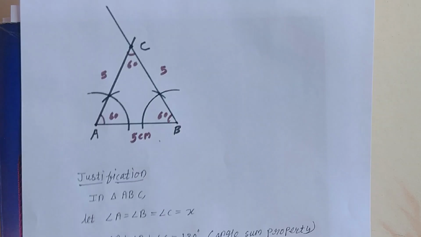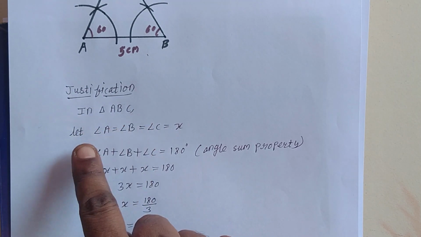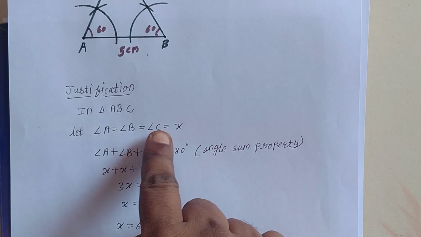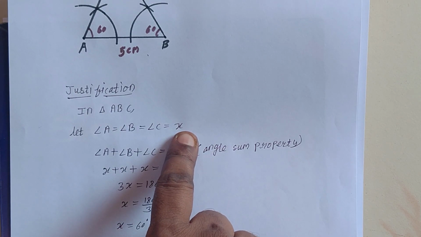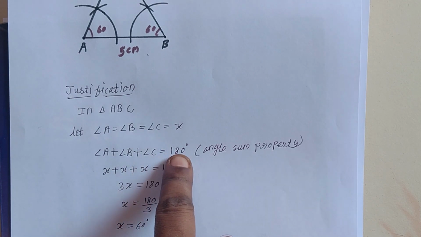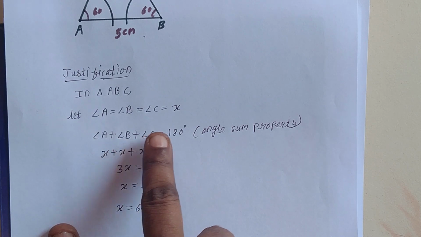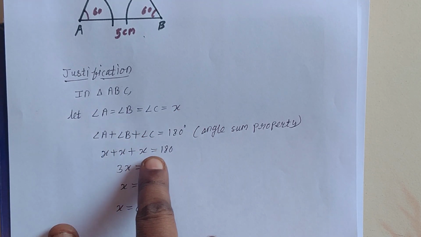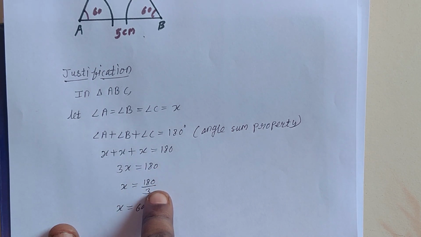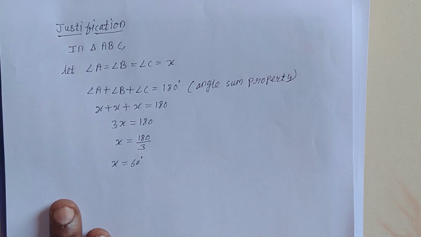Now the justification. I have already written the justification. In triangle ABC, we know it is an equilateral triangle, so all three angles A, B and C will be equal. We don't know the value, so let it be X. Now angle A plus angle B plus angle C is equal to 180 by the angle sum property. Each angle is X, so X plus X plus X equals 180, that is 3X equals 180, X equals 180 upon 3, that is X equals 60 degrees. This is your answer.